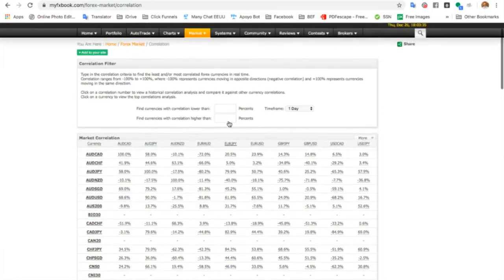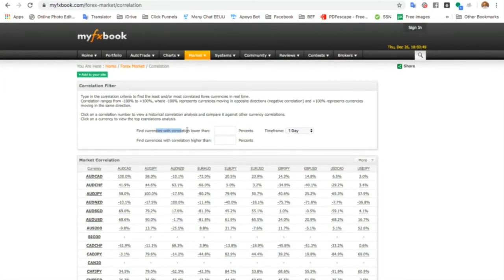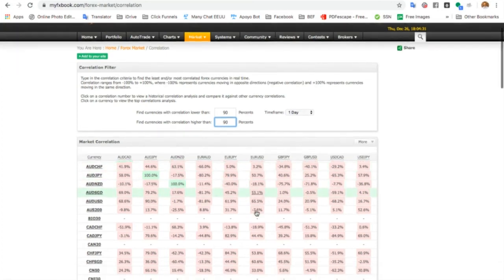You can also type in here and find currencies with correlation lower than whatever percentage you want, or with correlation higher than whatever percentage you want. So for example, I could put 90 here and 90 here, and it's going to point out the pairs that have a correlation coefficient of 0.9 or higher, or -0.9 or lower. So you can see obviously these ones at 100% are AUD-NZD and AUD-NZD, so we don't care about those ones.